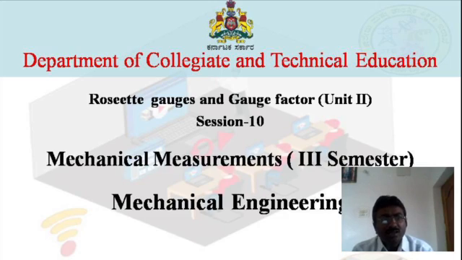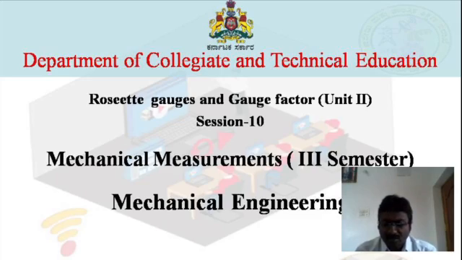The electrical resistance strain gauge works on the principle that when a metallic wire type gauge is strained, there will be change in the length and diameter of the wire. Due to change in the length and diameter of the wire, there will be change in the resistance of the wire. The change in the resistance of the wire will be proportional to the strain produced in the wire. So this change in the resistance can be measured using a Wheatstone bridge circuit.